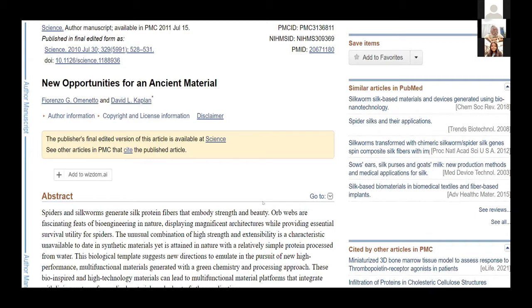And they studied, this is a paper I would recommend to those of you in material science who want to understand how natural materials can have properties. "A combination of high strength and extensibility is a characteristic unavailable to date in synthetic materials." Please understand, the scientists are admitting that the properties that the spider's web silk has are not available in any modern material.